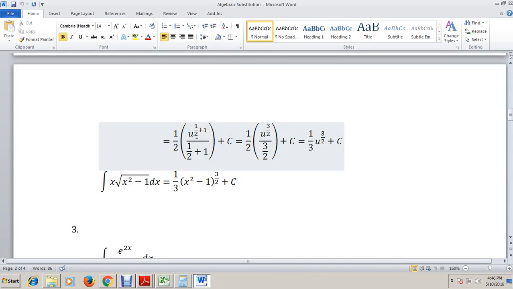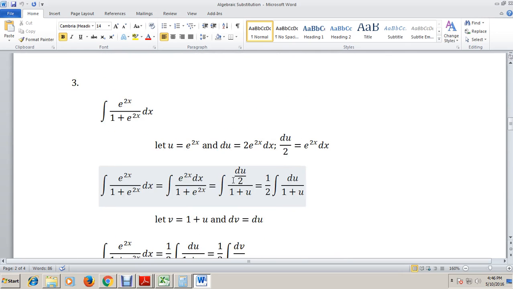Okay, so that becomes u raised to 1 half plus 1 over 1 half plus 1. That becomes u raised to 3 halves over 3 halves. Of course, 1 half and 3 halves, the halves cancel over 2. That becomes 1/3 u raised to 3 halves plus c. Making the substitution for u, this becomes x squared minus 1 raised to 3 halves times 1/3 plus c. Okay.